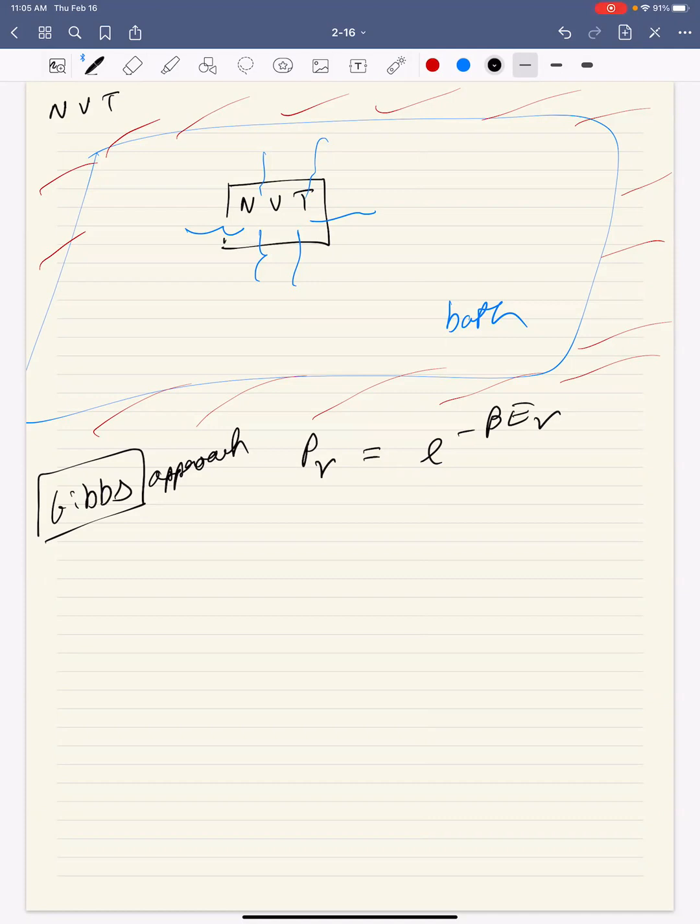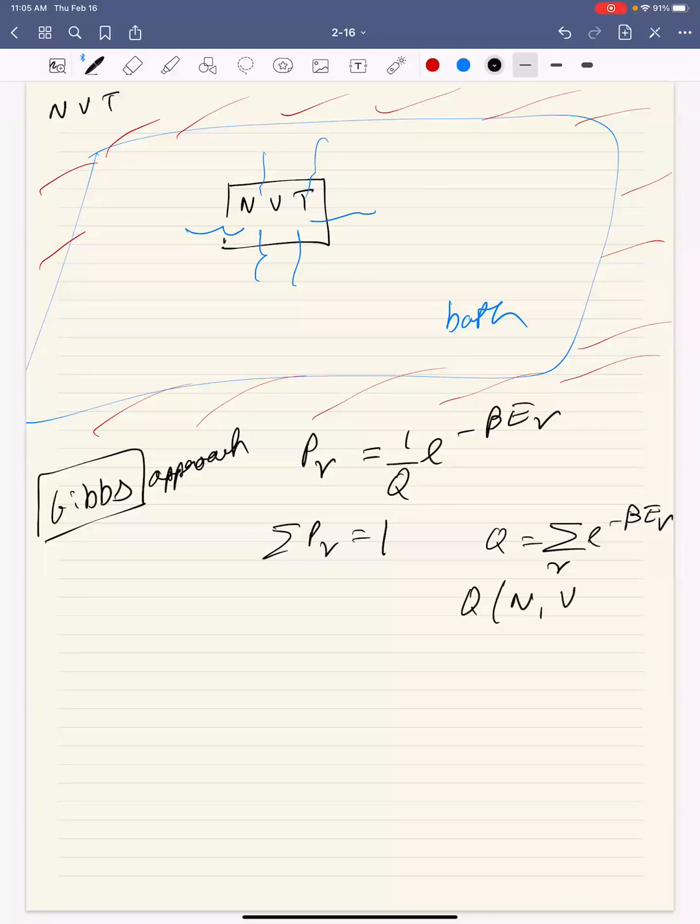So in this, what did we do? We wrote down that P nu is not this. P nu is 1 over Q multiplied by this, right? P nu is proportional to that thing. And Q is defined so that the summation of P nu should be equal to 1. That means that Q must be equal to summing over all microstates e to the power minus beta E nu. And this Q is a function of N, V, and T, or beta, whatever you want to write. So this is known as the canonical partition function.